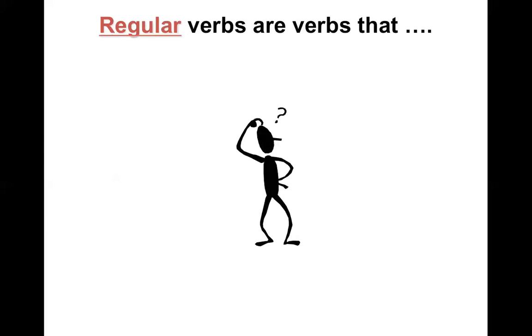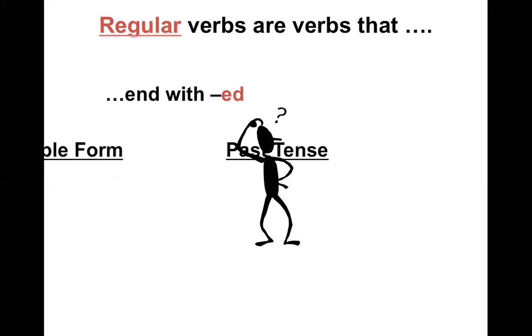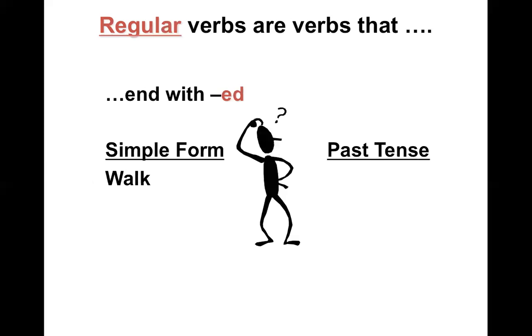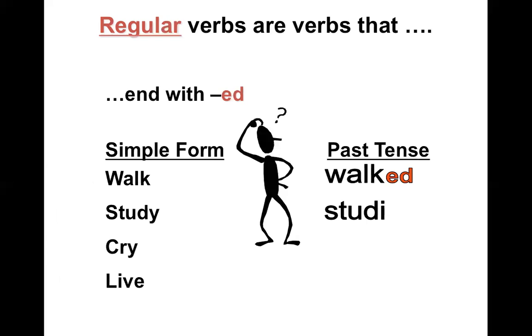Regular verbs are verbs that end with ed. Simple form: walk, study, cry, live. Past simple, you add ed: walked. Study, studied. Cry, cried. Live, lived. Okay?